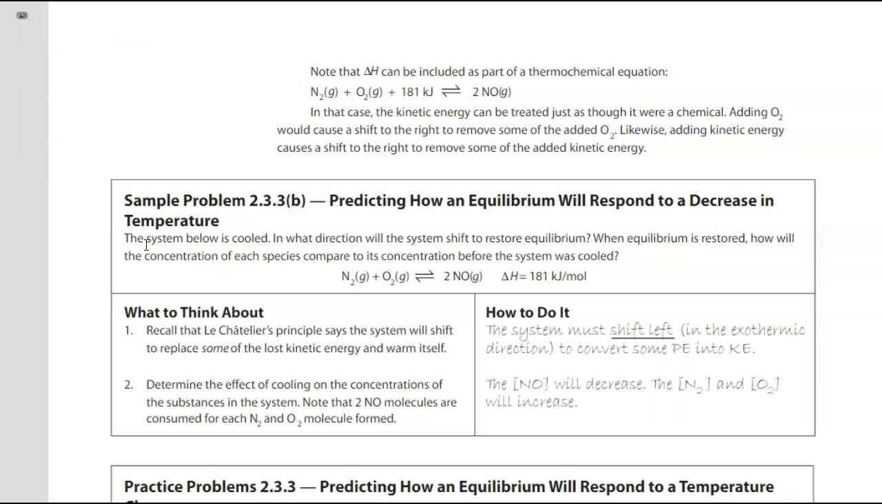So if this is endothermic and the energy or the heat can be thought of as a reactant, if it's cooled, the system will respond to regenerate some of that removed heat. That will be achieved by shifting left to regenerate some of the heat that is thought of as a reactant here. So the system will shift left, and in so doing, the concentration of the product, NO gas, will decrease, and the two reactant concentrations would increase.